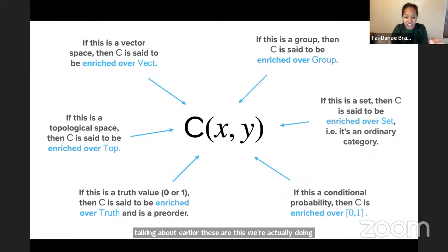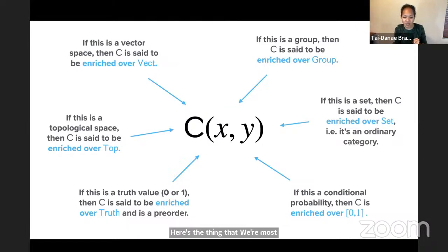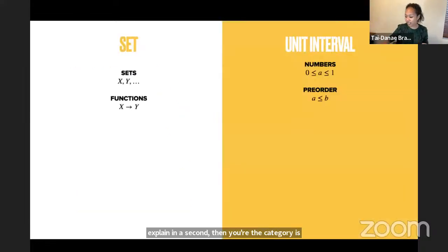What if your Hom set is just a set? Then your category is enriched over a set, and you're just doing ordinary category theory. So ordinary category theory is like a special case of enriched category theory. Now, here's the thing that we're most interested in for the remaining few minutes. If this is a conditional probability in a way that I'll explain in a second, then your category is enriched over the unit interval. And that's kind of what I want to focus on just quickly.